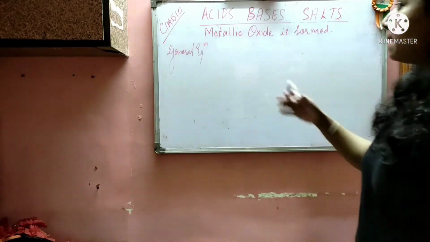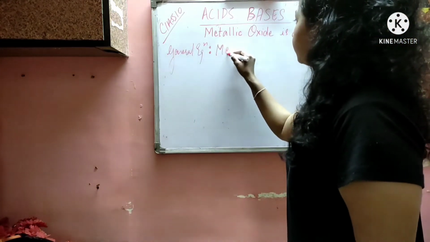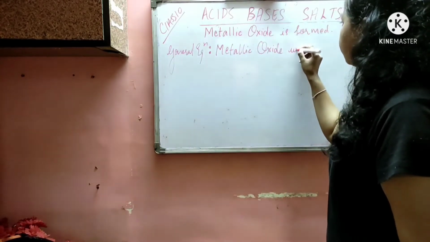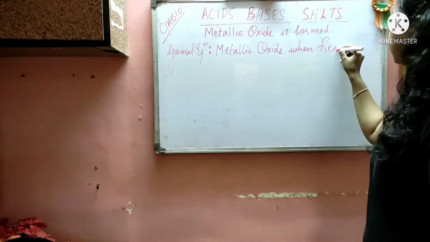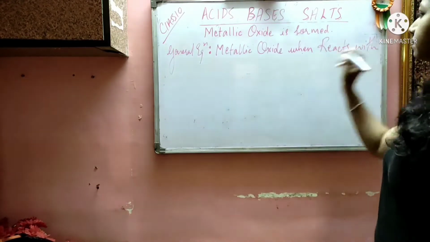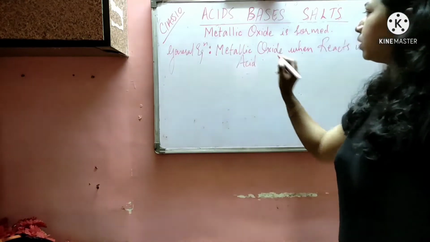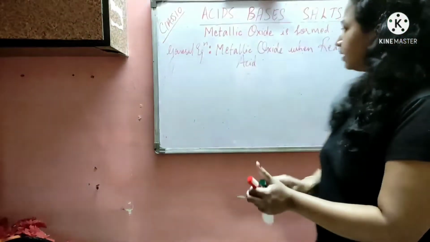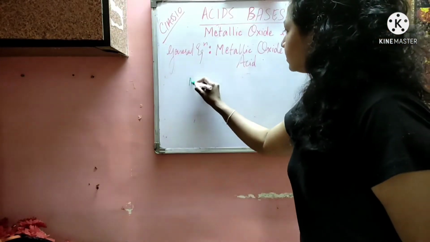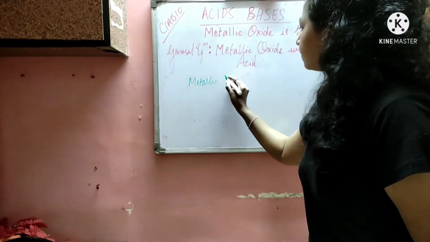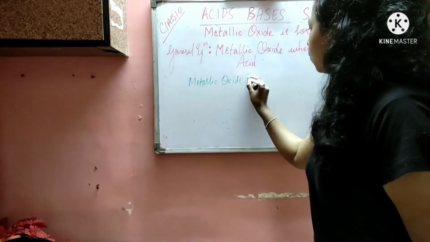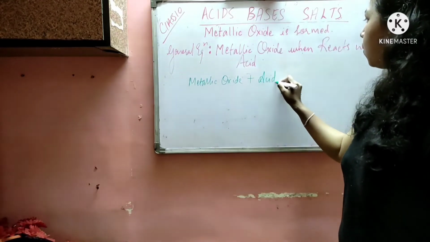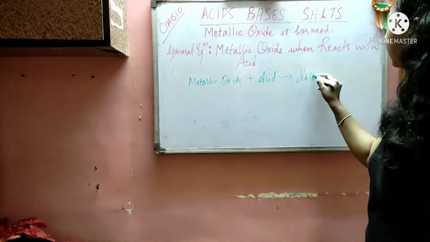Now, metallic oxide when it reacts with acid. Okay, what is this reaction? Metallic oxide when it reacts with acid, what happens? Let's see. Metallic oxide when it reacts with acid, what do you get, guys? You get salt and water.